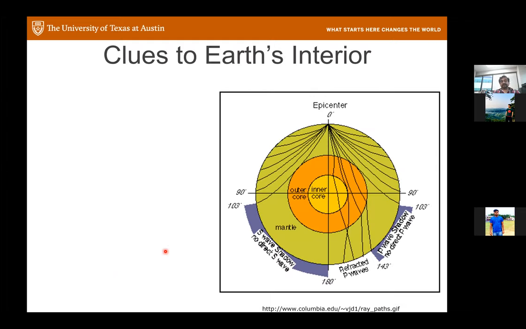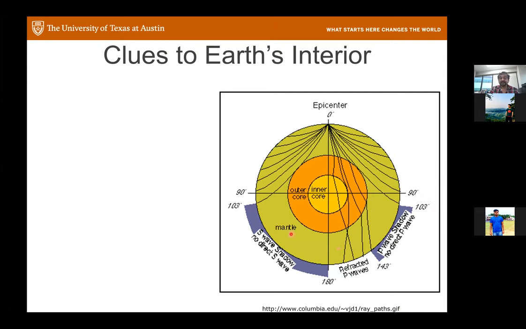All right, so talking about Earth's interior, let's look at the clues to Earth's interior. Here we have the epicenter. This is our outer core, this is our inner core, and these are the rays from the source, which is the focus, and you can see how the rays propagate here. Because of this mantle structure, you have a P wave shadow zone, and there is no direct P wave, but there can be some other kinds of converted waves.